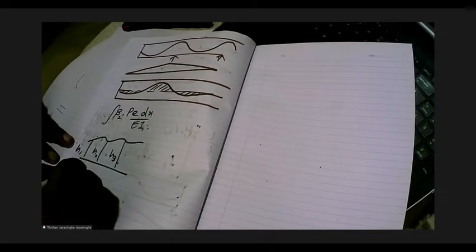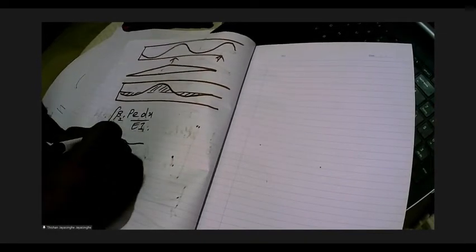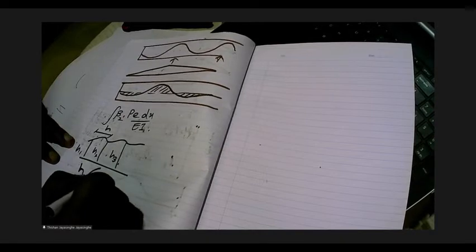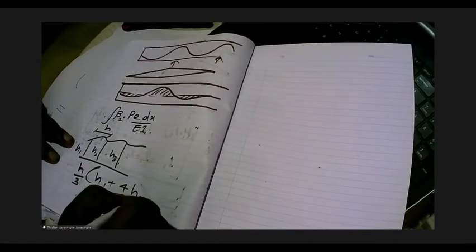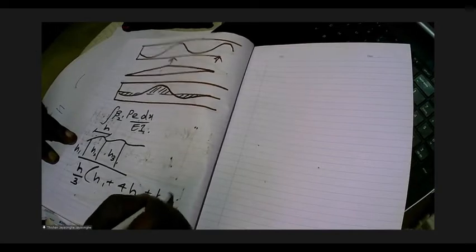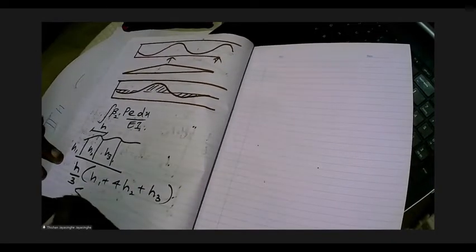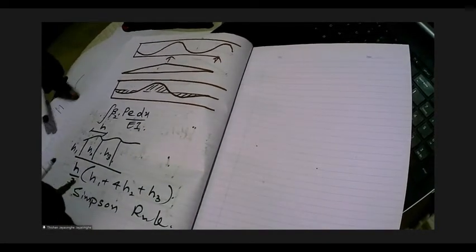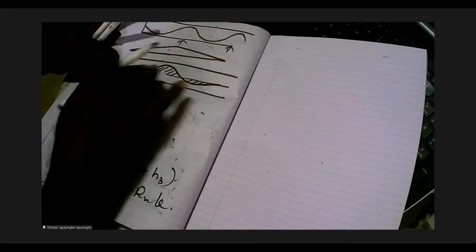So here you get H by 3, H1 plus 4 times H2 plus H3. There is a Simpson rule, because Simpson rule can be used to find an area, and it can be used to find the value of this integration as well, because integration means area. So this multiplied by the area of this diagram. So you get H by 3.